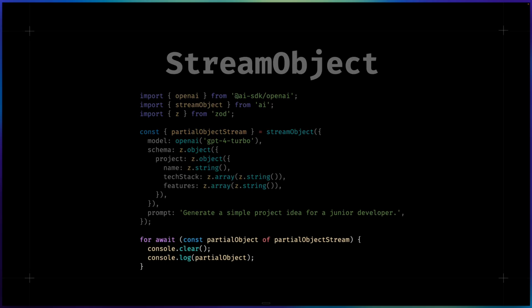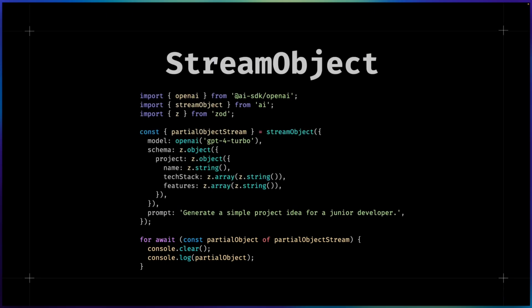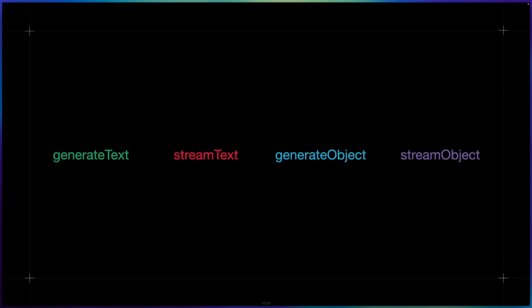Then, just use the for await loop to handle each part of the stream as it comes in. Same flow, same pattern, super simple. Alright, so far we've covered generate text, stream text, generate object, and stream object. But before we get too deep, let's take a quick moment to revisit when you should use each one.